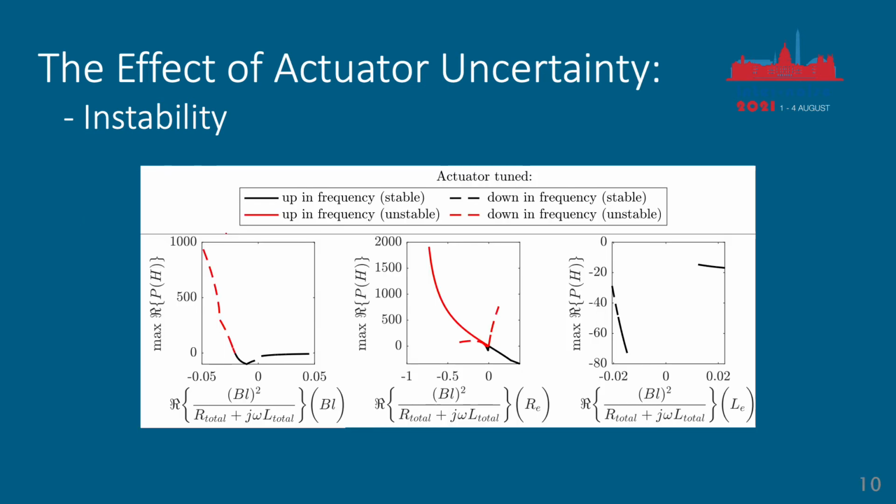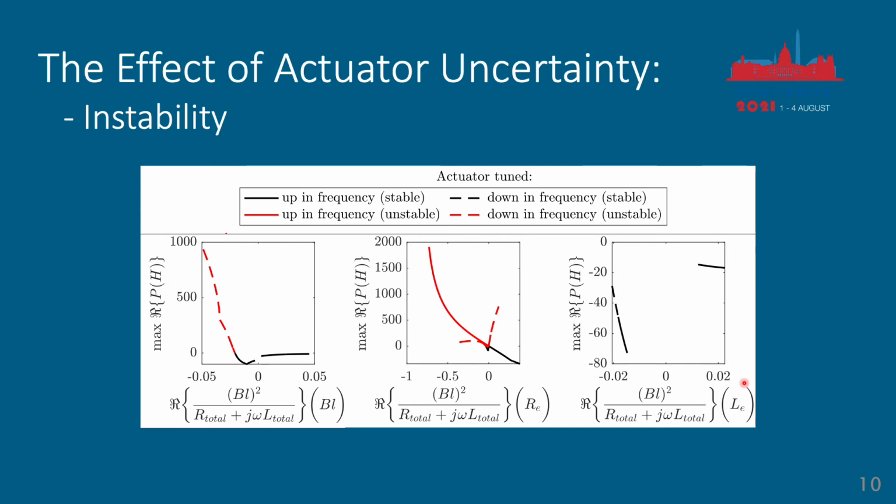These graphs show the maximum real part of the transfer function poles on the y-axis, sorted by the real part of the effective electromechanical impedance, this term. Each plot shows the effect of uncertainty in a different electrical parameter. In the left, the transduction coefficient BL, in the middle, the coil resistance RE, and in the right, the coil inductance LE. The solid lines represent the actuator when the resonance is tuned up in frequency with a positive total inductance and resistance, and the dashed lines when the resonance is tuned down in frequency with a negative total inductance and resistance. Instabilities are highlighted in red.